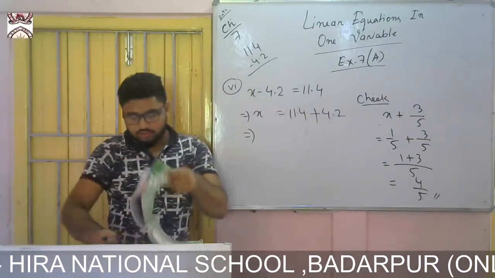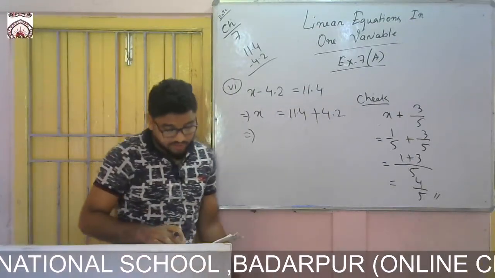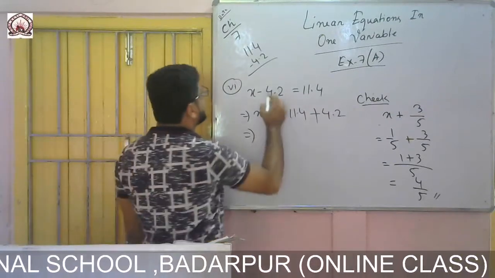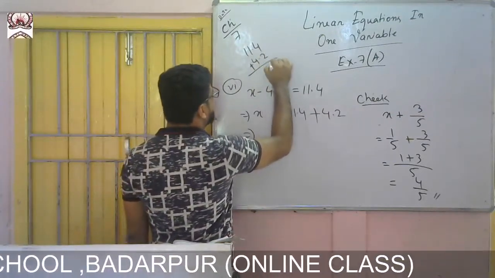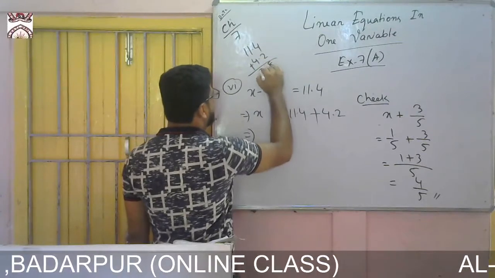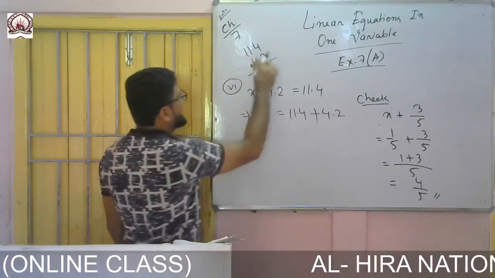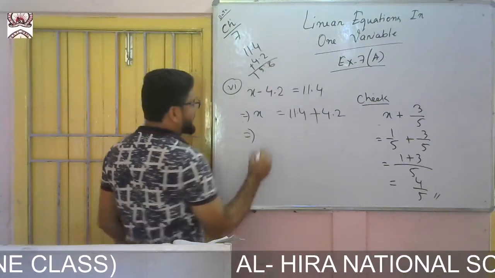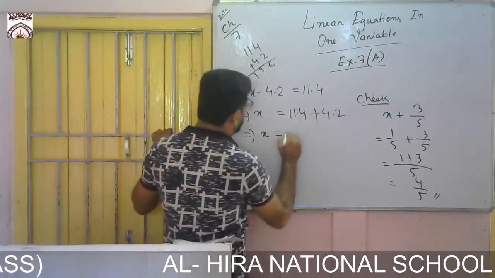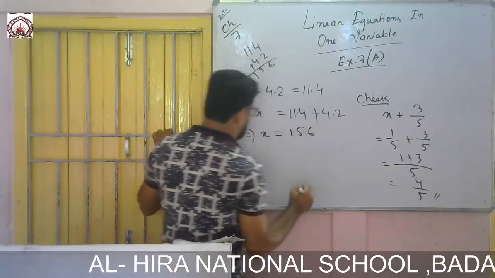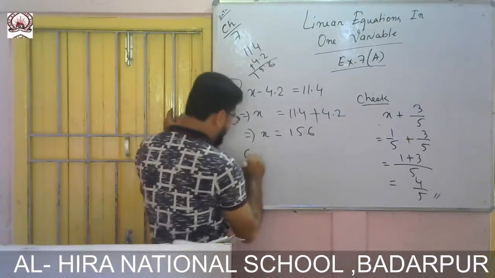So if we shift to the right side, then it will become plus. So what do you see? 4 plus 2 is 8. Then 4 1 5, 15 point 8. Oh sorry, 4 plus 2 is 6. So 15 point 6. So x equals 15.6. Okay. Now you can check the answer.